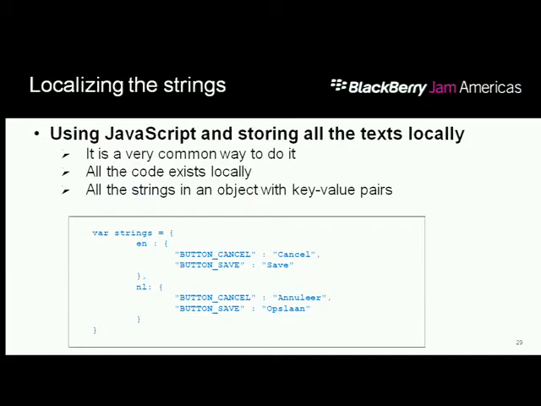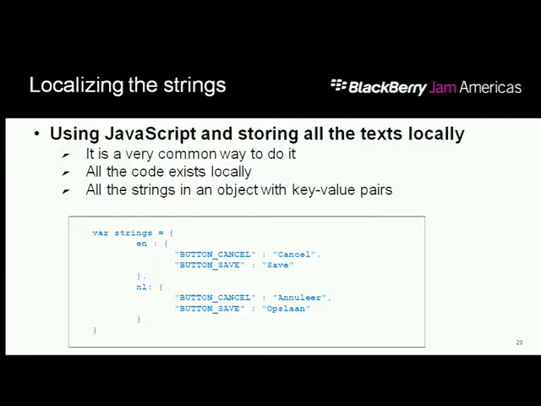So we've seen how to localize the application icon, the description, and the name. So the question is, how do I actually localize the text within the applications? It's very simple. You simply use JavaScript. This is the most common way to do it. All the code exists locally within the application, and all the strings are in objects as key value pairs. So take a look at this code snippet.